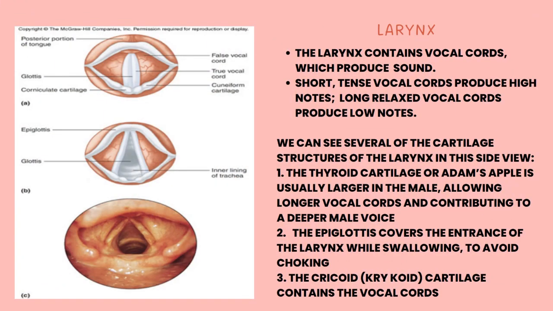The larynx contains vocal cords which produce sound. Short, tense vocal cords produce high notes, while long, relaxed vocal cords produce low notes. As we can see in this photo, we have several types of cartilage structures of the larynx. Thyroid cartilage, or Adam's apple, is usually larger in males, allowing longer vocal cords and contributing to a deeper male voice. The epiglottis covers the entrance of the larynx while swallowing to avoid choking, and the cricoid cartilage contains the vocal cords.